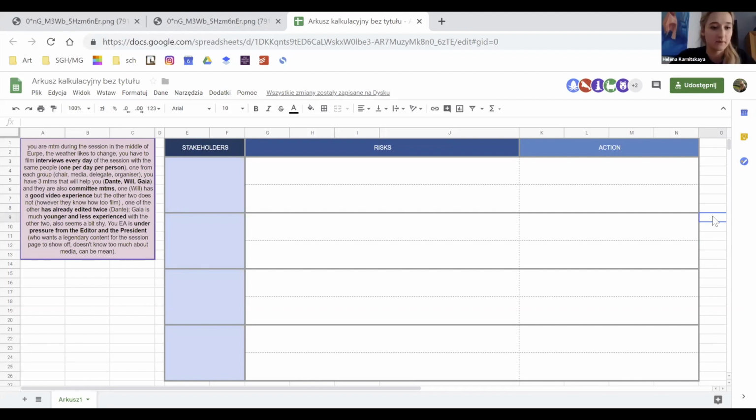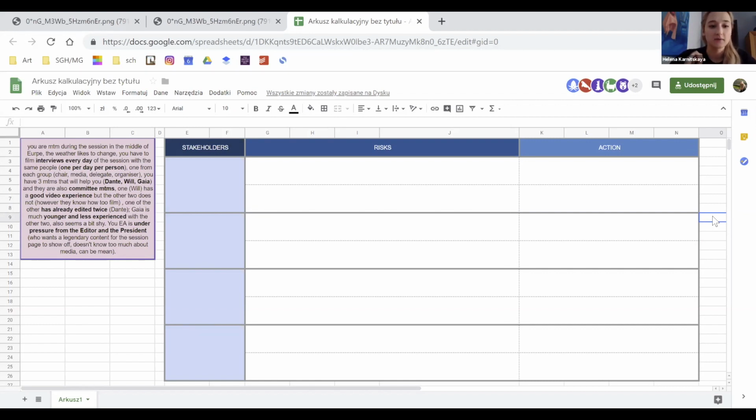And yeah, I can read the case out for you. You're the media team during the session in the middle of Europe. The weather likes to change here. And let's say it's not DIS, it's the national session, so it's 4 or 5 days. And you have to film interviews every single day of the session, meaning one interview for one person every day.